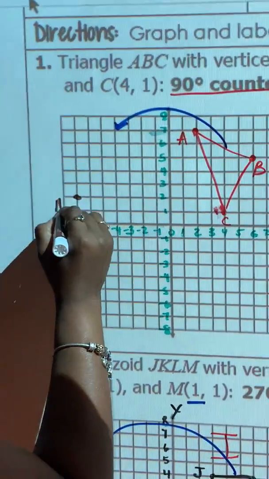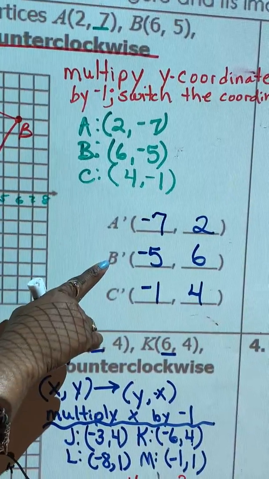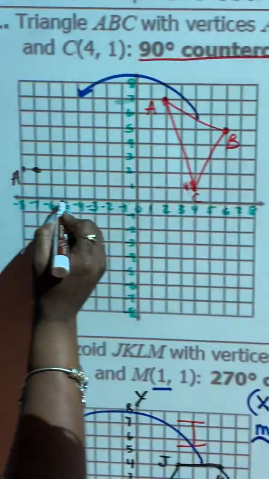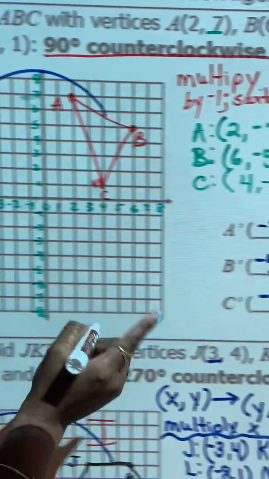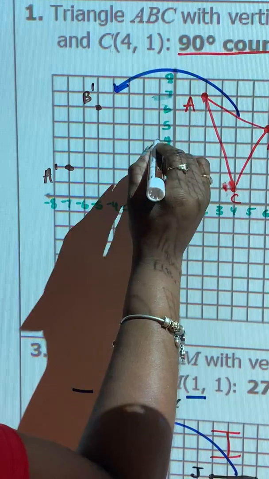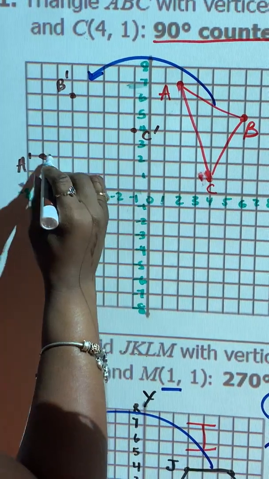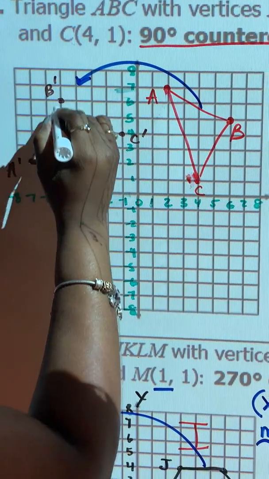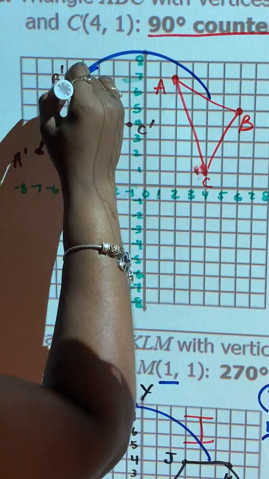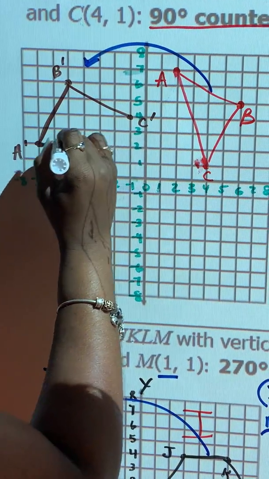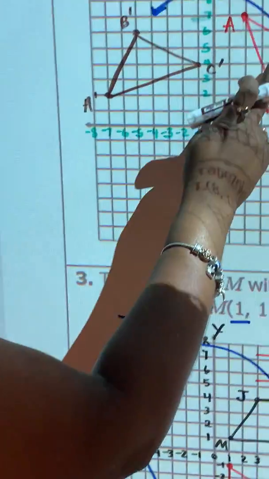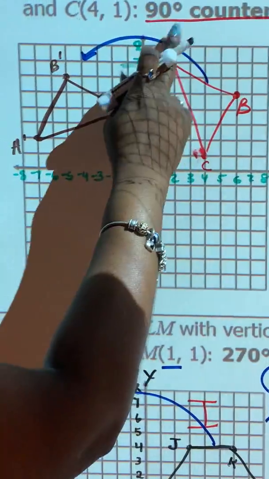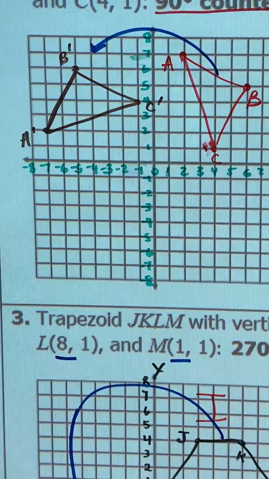-7, 2, and that's A prime. B prime would be -5, go up to 6. That's B prime. C is -1, 4, C prime. So I connect A prime, B prime, C prime, and then connect this. So I have just rotated triangle ABC 90 degrees counterclockwise.